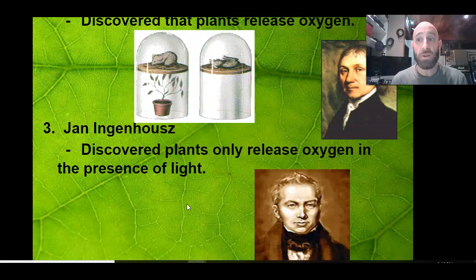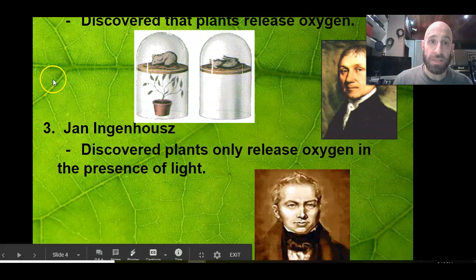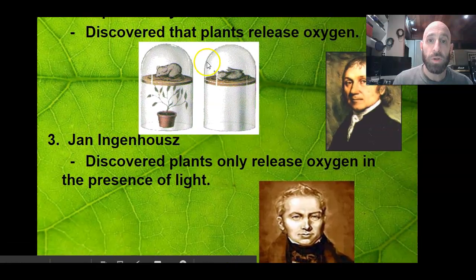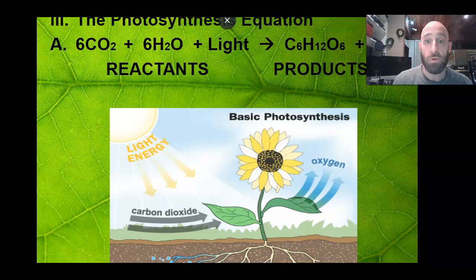So we had three scientists come up with three important discoveries. Jan van Helmont determined that plants use water. That was the first big discovery. Priestley, secondly, he determined that plants give off oxygen, so he knew that existed. And then finally, Jan Ingenhousz determined that plants also need light in order for this whole process to happen. So all three of these scientists together really came up with a big discovery, which is the equation for photosynthesis.